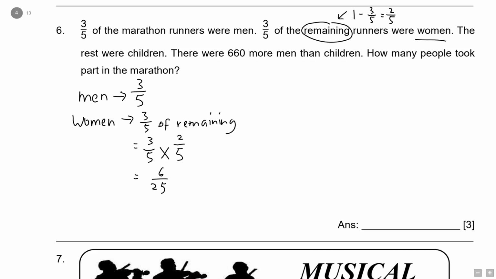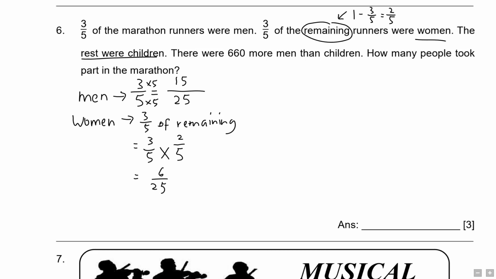6/25. Okay. Now take a look at the denominator. You have 5 over here, whereas you have 25 over here. Since we are talking about the same group of people, the runners, we can change it to a common denominator of 25. Times 5 times 5, that gives us 15. So now we can safely say for men there are 15 units, women 6 units.